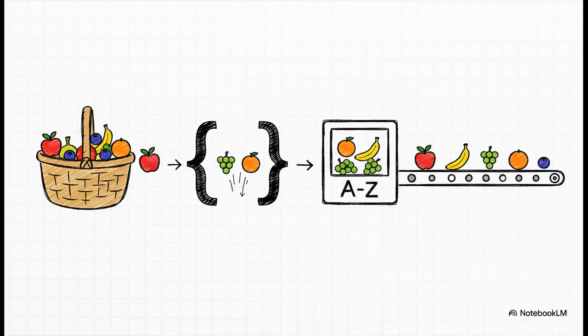Now for a real pro move. What if you want to loop over the unique items in a list, but you want them in sorted order? Well, you can combine our tools. Set of basket first throws out all the duplicates, and then sorted takes those unique items and returns them in a nice, sorted list, ready for your loop. This one line of code is incredibly powerful and super efficient.